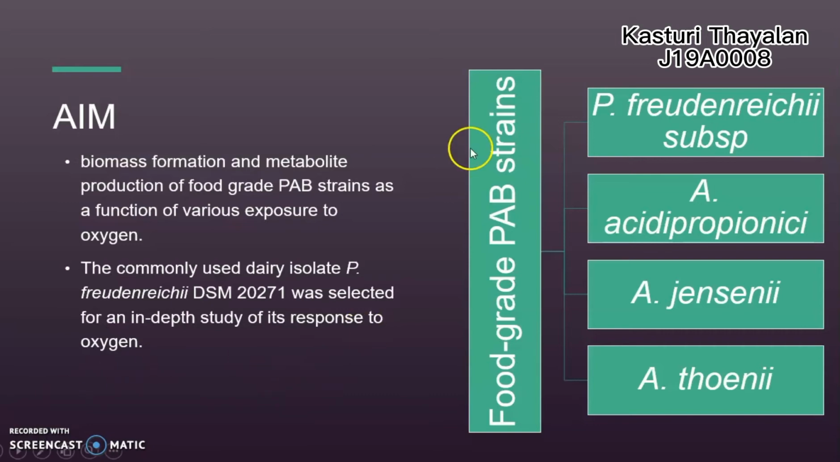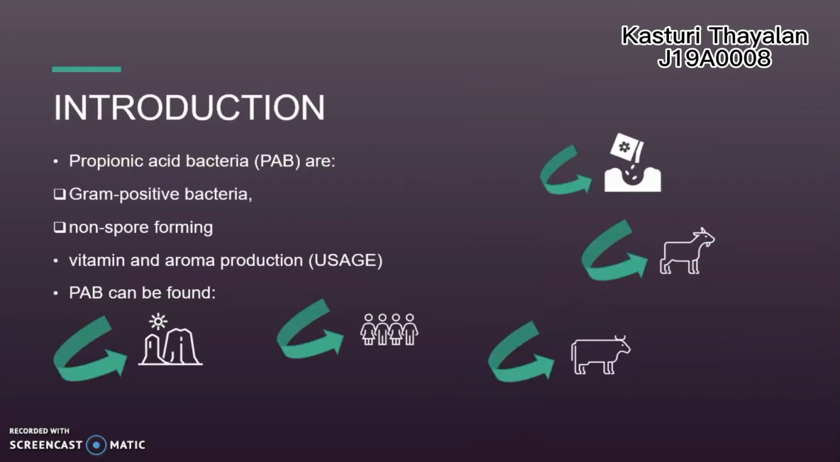As you can see, these are the 4 species of PAB we use in this study. The 16 strains of propionic acid bacteria used for the screening are classified from these 4 species. But the commonly used dairy-isolated Propionibacterium freudenreichii was selected for an in-depth study of its response to oxygen.